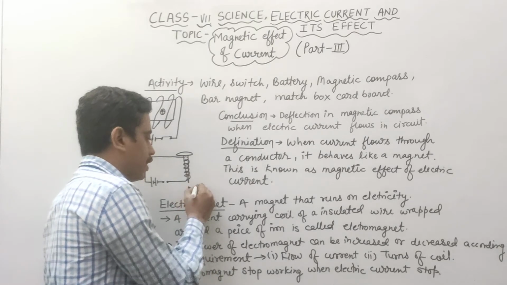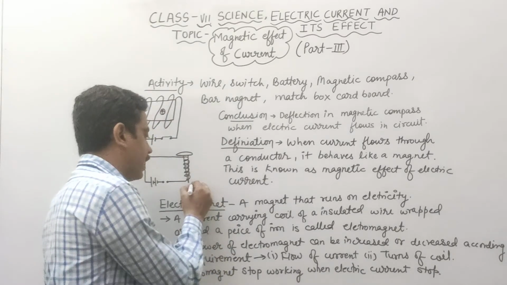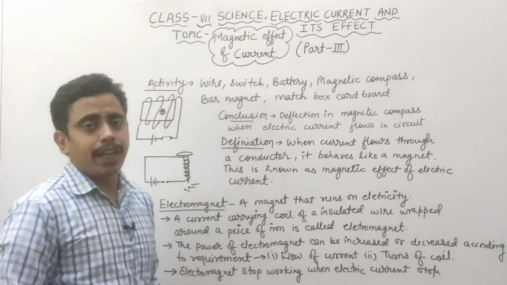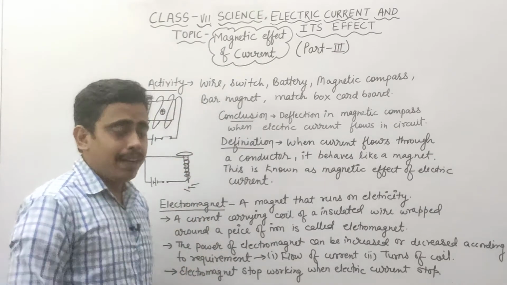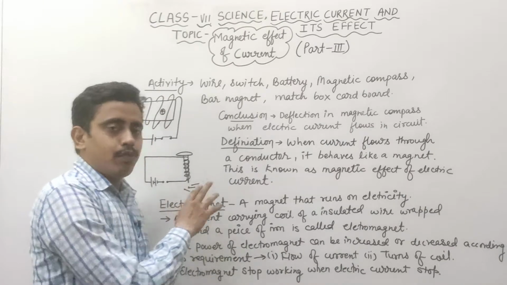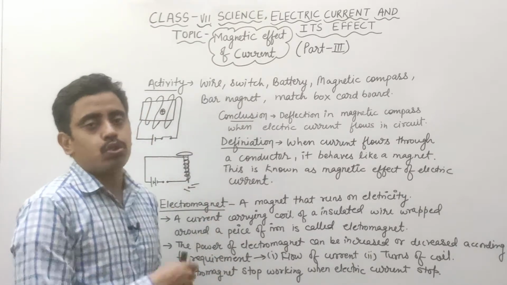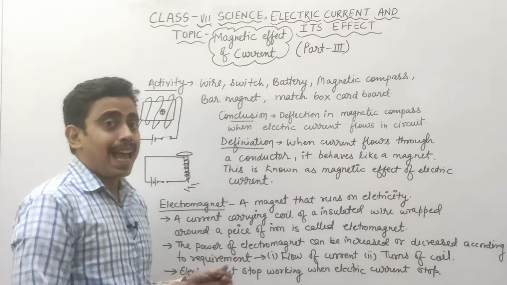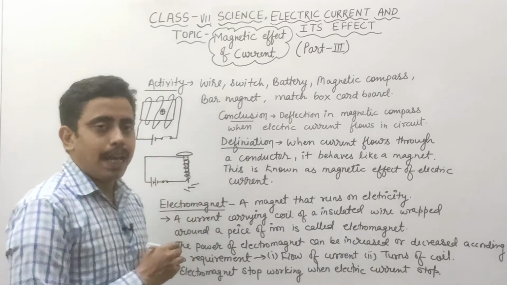Here, keep some iron objects, for example iron pins, small pins. Before switching it on, when the current is not flowing, at that time these iron pins will not be attracted by this nail which is used inside the circuit. But as you switch it on, what will happen?